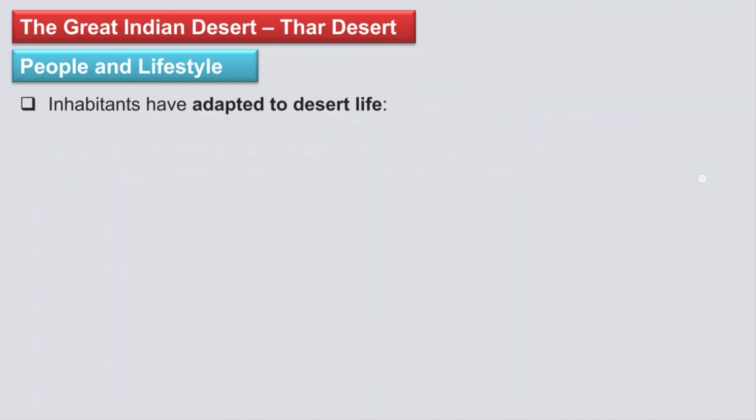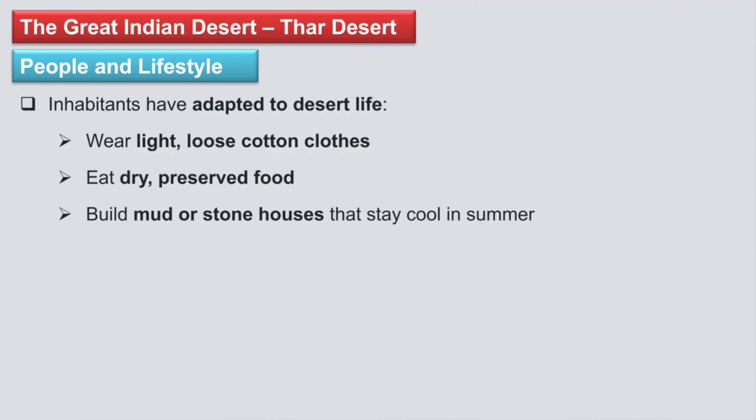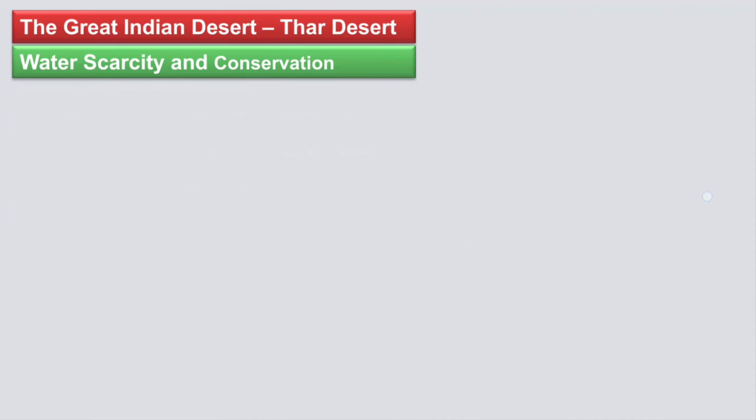So these people have adapted to desert life. They wear light, loose cotton clothes, eat dry and preserved food because agriculture is not possible, and build mud or stone houses that stay cool in summer, with a simple lifestyle shaped by the harsh environment, okay. And water scarcity and conservation.